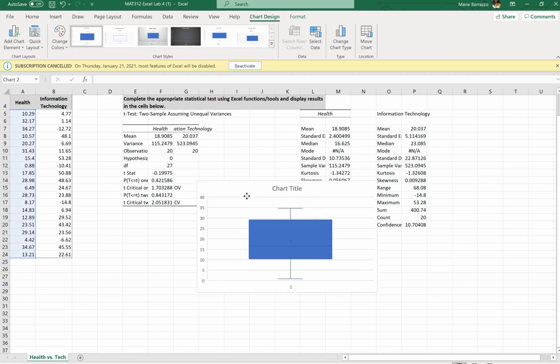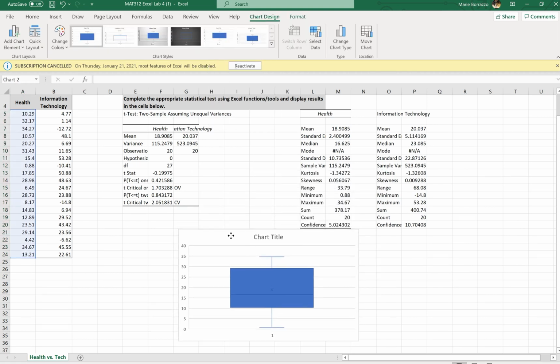So if you look, this one is a normal distribution. I don't see any outliers. It looks pretty centered, pretty steady.